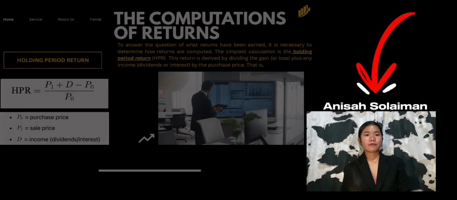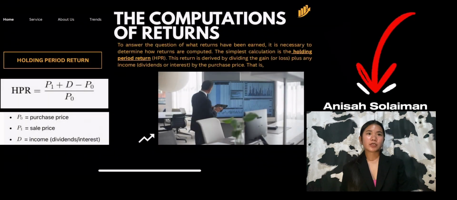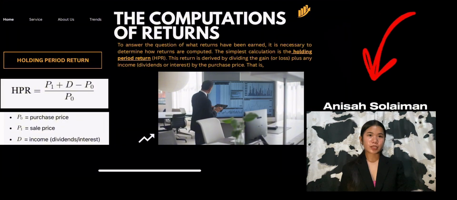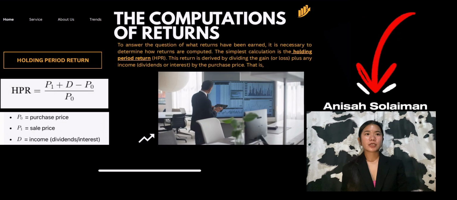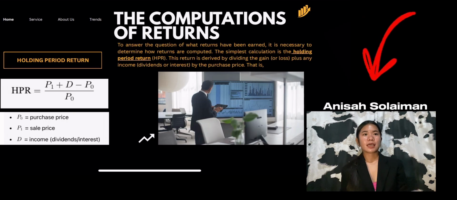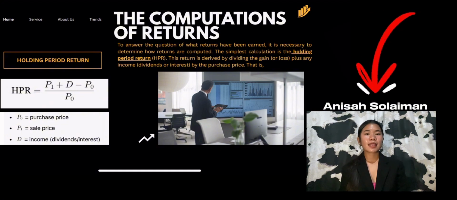The computation of return. To answer the question of what returns have been earned, it is necessary to determine how returns are computed. The simplest calculation is the holding period return, or HPR. This return is derived by dividing the gain or loss plus any income, dividends, or interest by the purchase price. That is the holding period return.